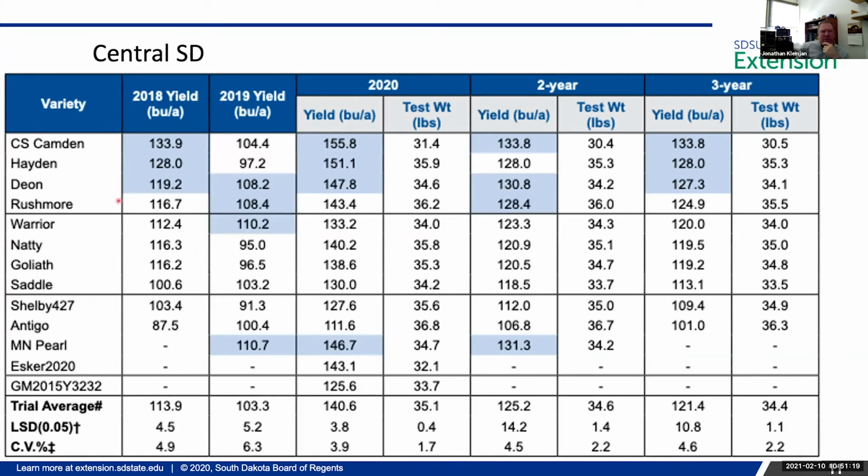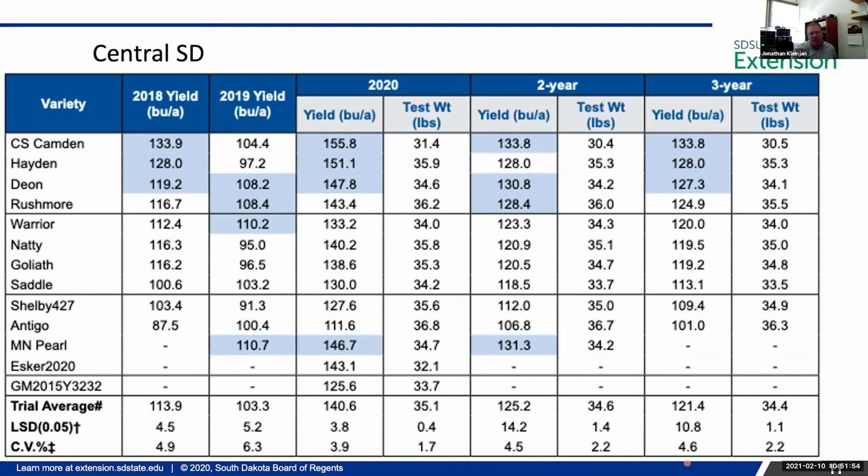You can see a little bit of similarity to which ones are towards the top. Again, Hayden rises a little more to the top there, and that's simply because in the East, Hayden is susceptible to crown rust, right? So we don't see it as much in Central South Dakota. And so if you're going to grow Hayden in Eastern South Dakota, you want to use a fungicide for sure. And the CVs are also good here. In fact, they're a little bit lower in the central part of the state. And the reason for that is we just don't have crown rust, which induces a lot of yield variability.